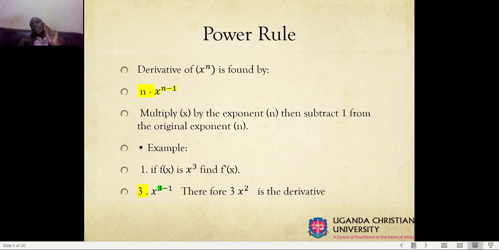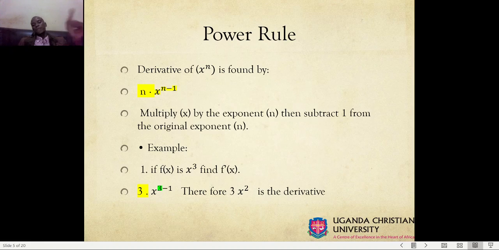Yeah, so the exponent or the power in this case is 3, and we said you multiply by the power or the exponent, which is 3, and then you subtract 1 from the original exponent. So we are going to multiply by 3. That's why you are seeing the 3 in yellow. It means we are multiplying by the 3, okay, and then we are subtracting 1 from the 3. Are we together? So our answer will be 3x squared as the derivative of x cubed.